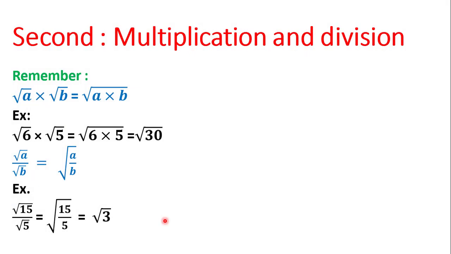I want you to remember that if you have two roots, for example, root a times root b, it will be root a times b. As if you have root 6 times root 5, it means root 6 times 5, which is root 30. Root a over root b is root a over b. So if you have root 15 over root 5, for example, it will be the square root of 15 over 5, which is root 3.